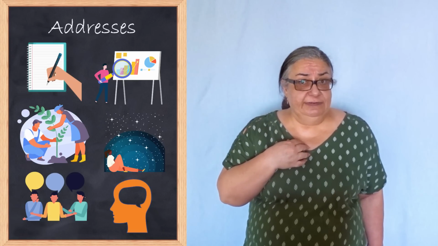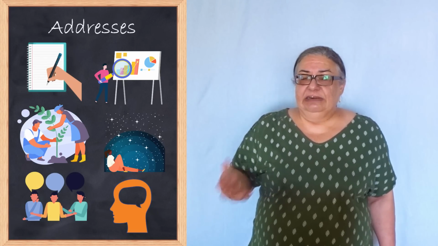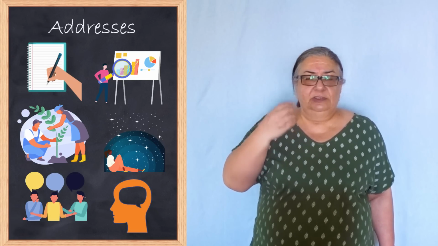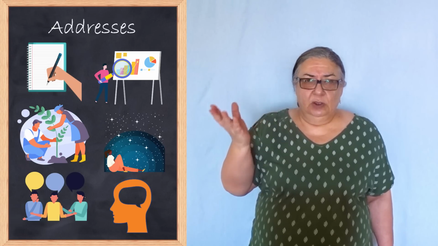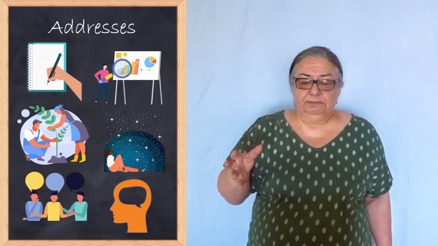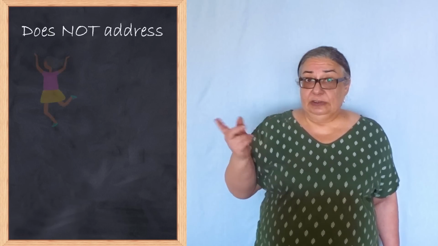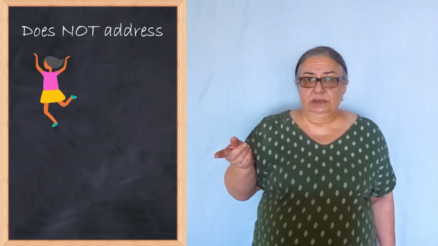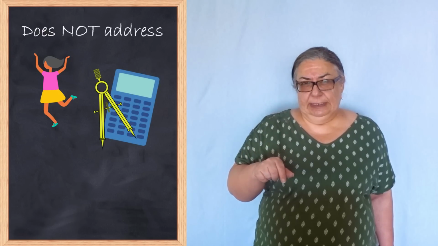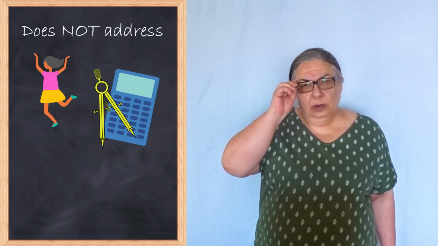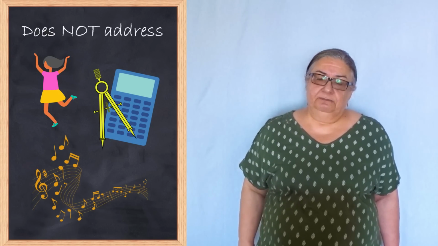They're working together with a friend. Intrapersonal, introspective intelligence, because they reflect on themselves. They think about what they like, what they don't like, their likes and dislikes. Well, this activity does not address the bodily kinesthetic intelligence, logical mathematical intelligence, or musical rhythmic intelligence. So let's try to find more activities to include these.